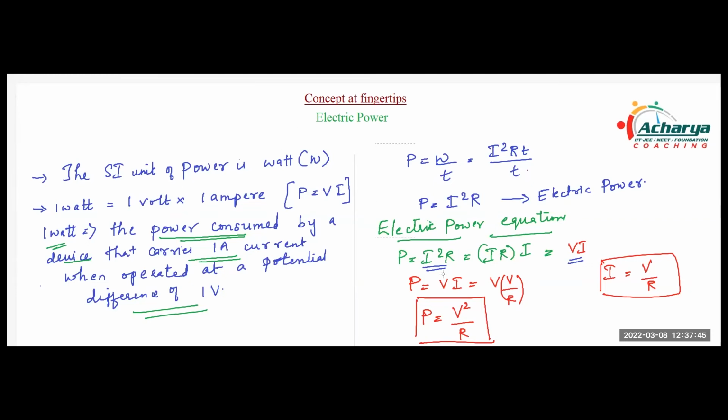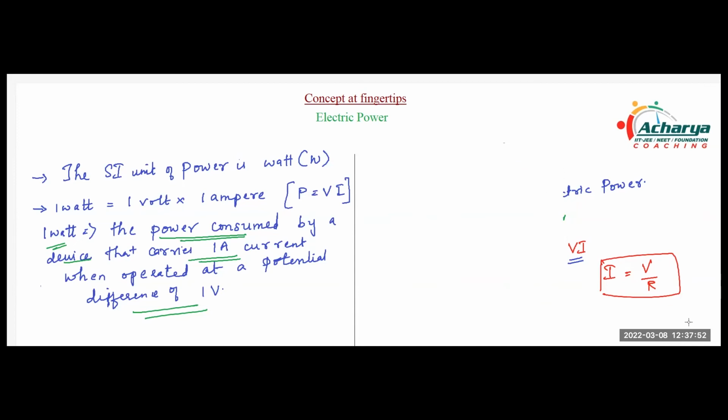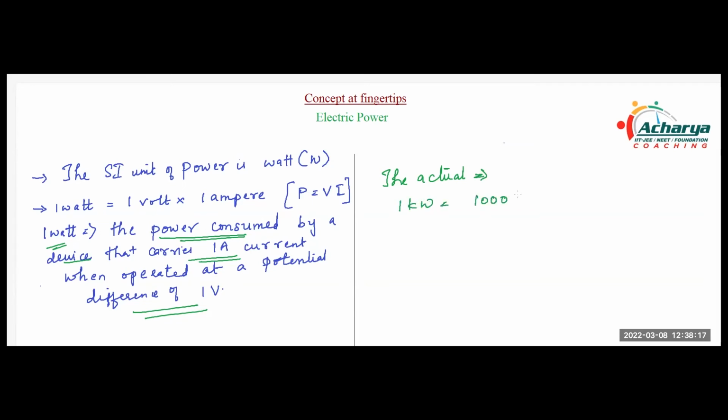Since watt is a very small unit, we use kilowatt for daily use. So the unit that we use most frequently is kilowatt. What is kilowatt? 1 kilowatt is given as 1000 watt.